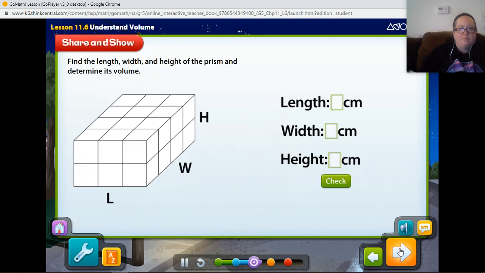Find the length, width, and height of the prism and determine its volume. Type the answers and then click Check. So length 1, 2, 3. Width 1, 2, 3, 4. My height is 1, 2. That's right. The length is 3 centimeters, the width is 4 centimeters, and the height is 2 centimeters.